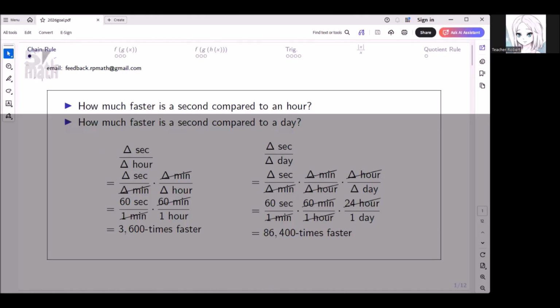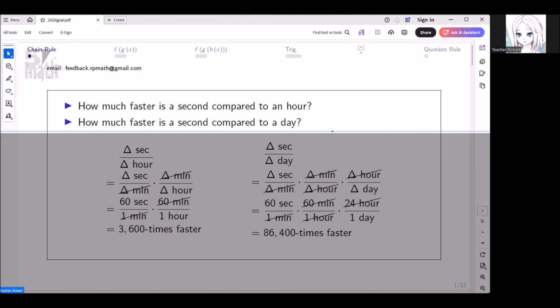How much faster is a second compared to an hour? How much faster is a second compared to a day?